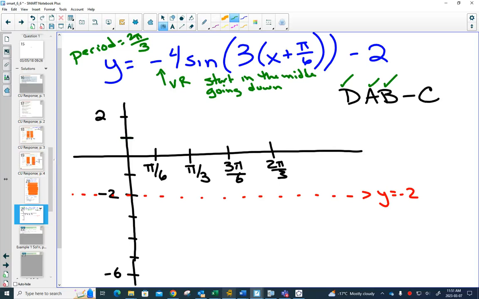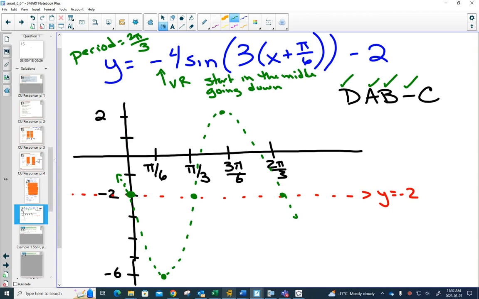So when we're doing the dash part, we go to our center line. It's going to start on the center line, but it's going to go down. So at pi over 6, it's going to be all the way down to the minimum, then back to your center line, then to your maximum, then back to your center line. Draw this with a dotted line. This is our graph without the phase shift.